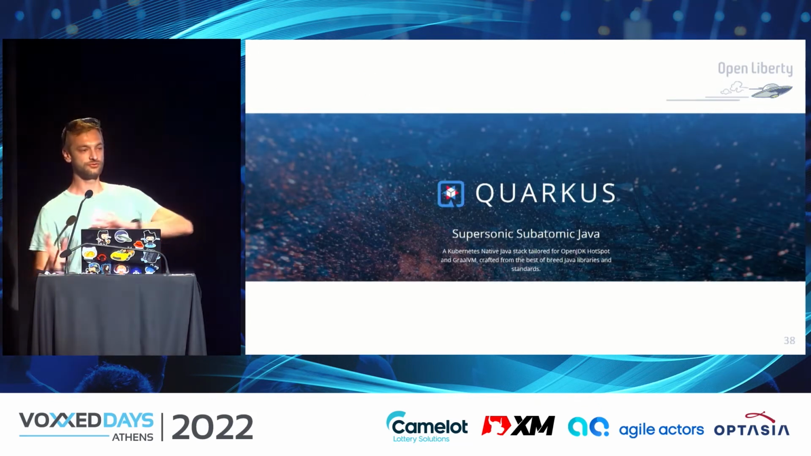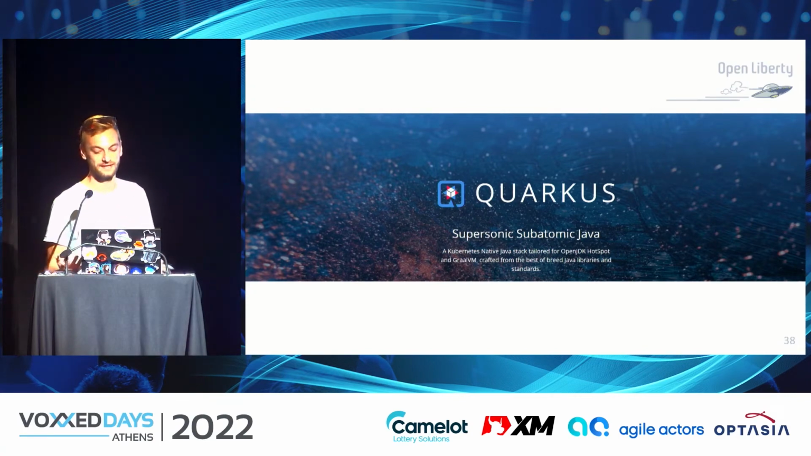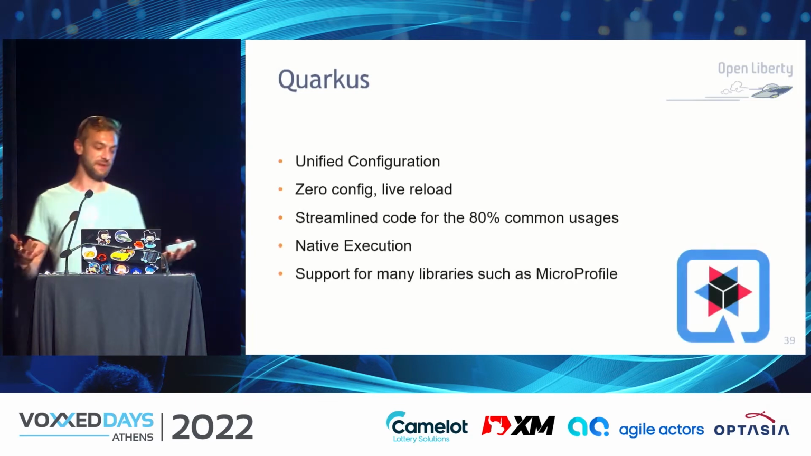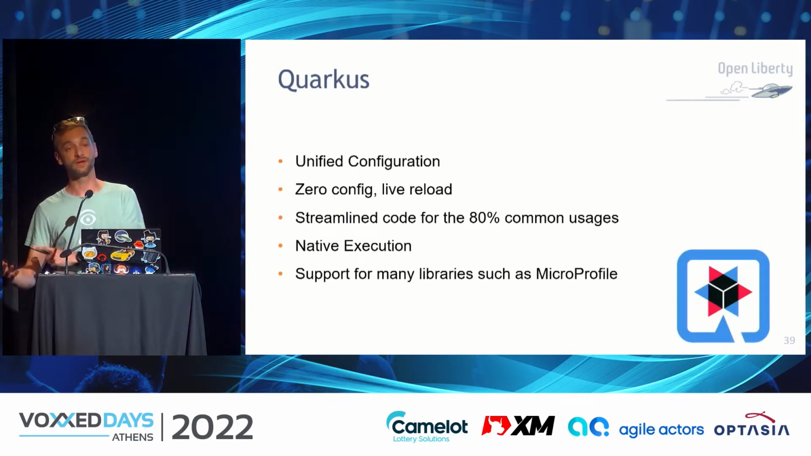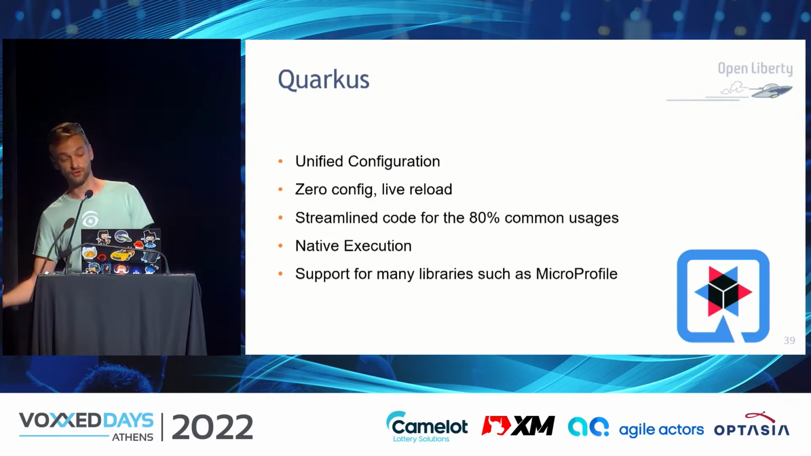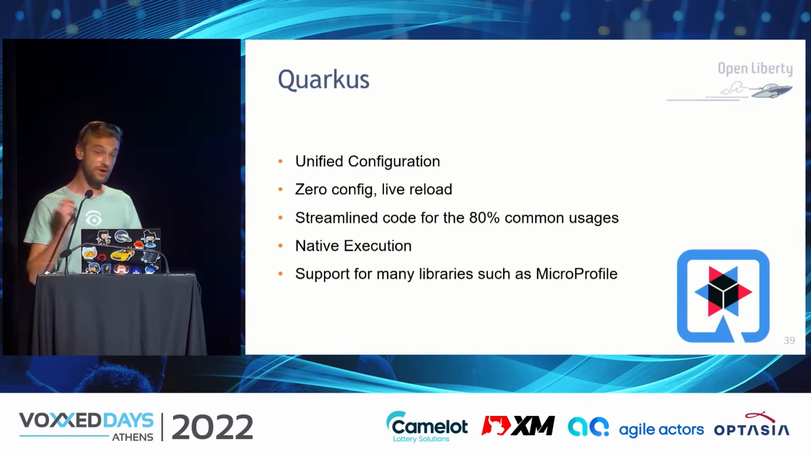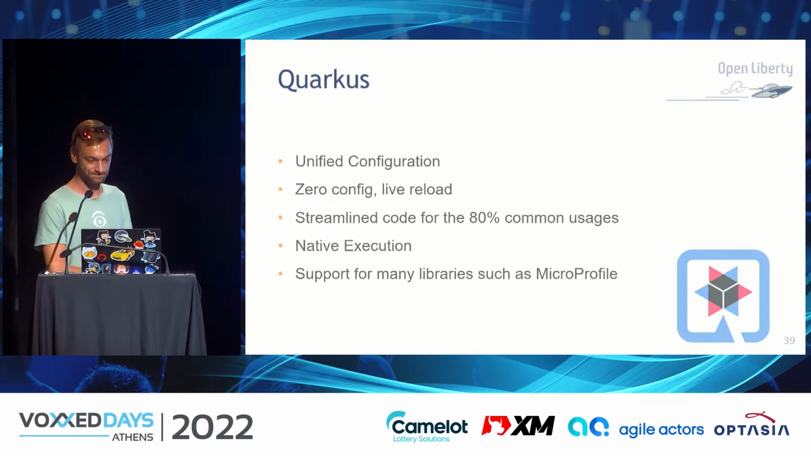Okay, now moving on to Quarkus. I presume a lot of you have already heard of Quarkus. I know there's been lots of talks around it at the conference. So Quarkus is amazing. It's got unified configuration, zero config and live reload, just like Open Liberty. Streamlined code for 80% of most common usages. And this can take advantage of GraalVM. So if you really are focused on how quick you want your application to start up, this is a really good runtime for that. And it supports many libraries, one of them being MicroProfile and of course Spring and others.